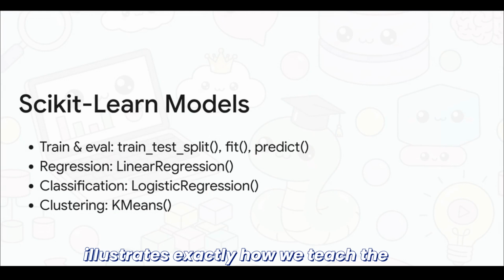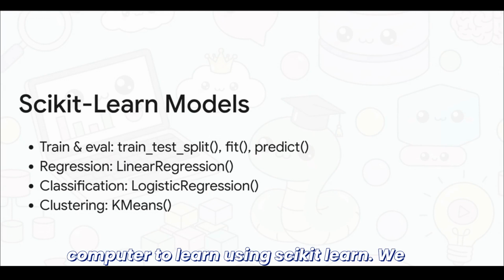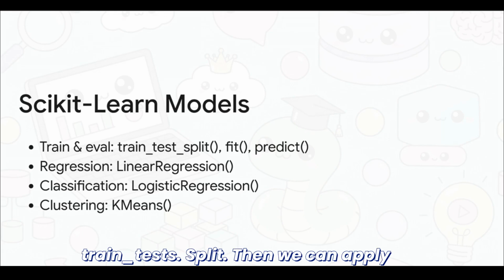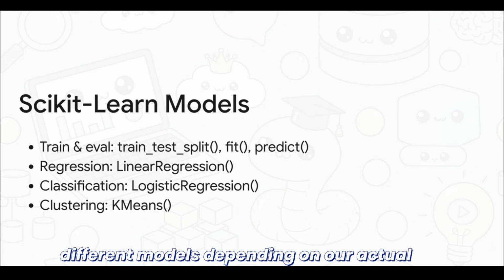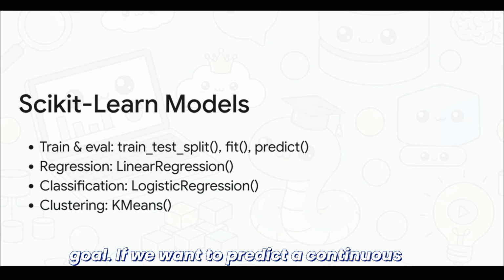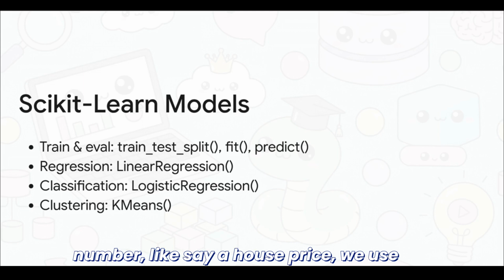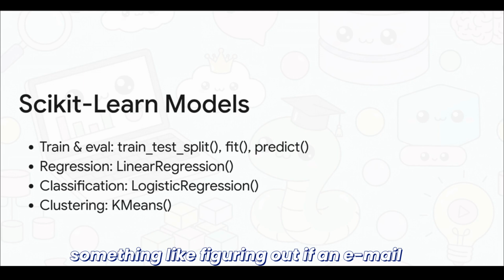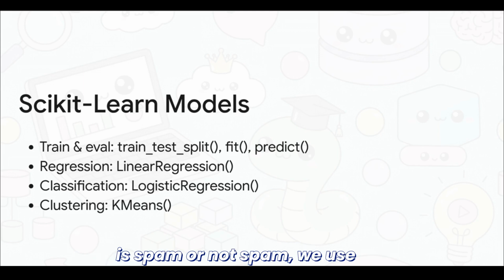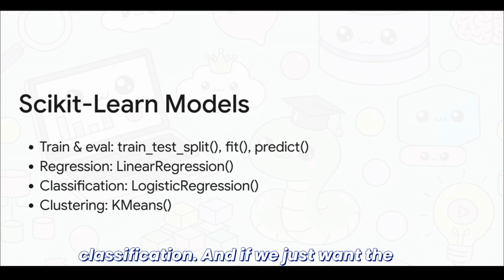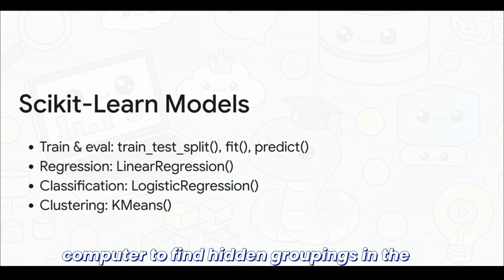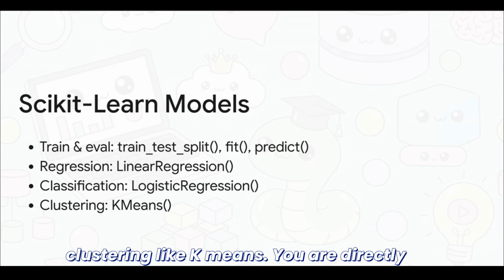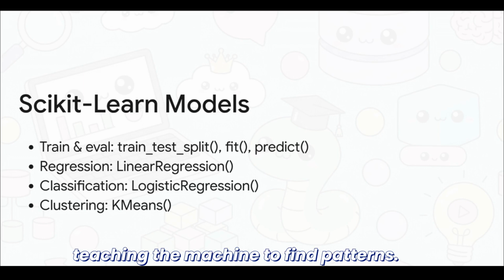And this brilliantly illustrates exactly how we teach the computer to learn. Using Scikit-Learn, we split our data to test it using train_test_split. Then we can apply different models depending on our actual goal. If we want to predict a continuous number, like, say, a house price, we use regression. If we want to categorize something, like figuring out if an email is spam or not spam, we use classification. And if we just want the computer to find hidden groupings in the data completely on its own, we use clustering, like k-means. You are directly teaching the machine to find patterns.